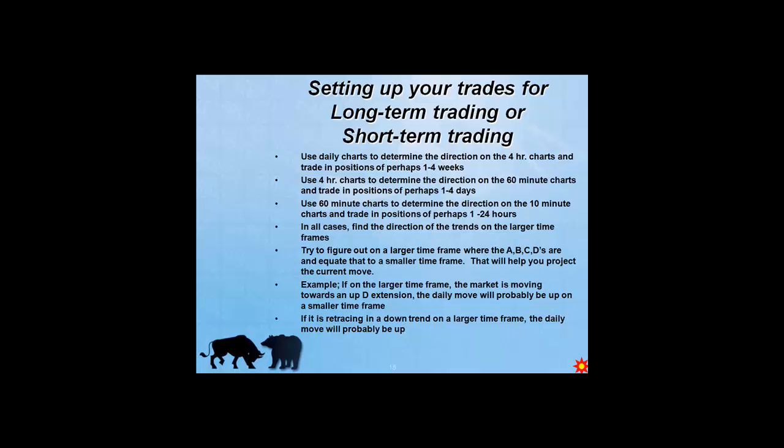Now, setting up your trades for long-term trading or short-term trading, you want to use charts to determine the direction on the 4-hour and trade in positions of perhaps 1 to 4 weeks. Obviously, if you're going to be position trading, you look at larger time frames. You could use 4-hour charts to determine the direction on 60-minute charts and trade positions on perhaps 1 to 4 days. Or you can use 60-minute charts to determine the direction on the 10-minute chart and trade positions on 1 or 24 hours.